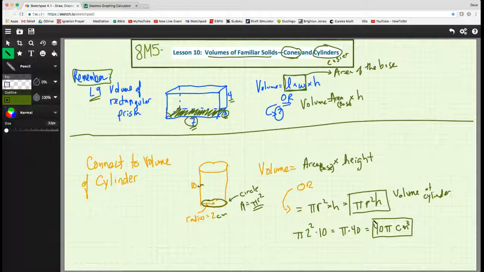Volume is always a cube because volume is 3 dimensions. We talked about this in lesson 9. So 40 pi centimeters cubed. Okay, so you either can use the area. If someone said the area of this circle was 4 pi, you wouldn't even have to know the radius. You'd just say it's the area of the base, 4 pi times 10, which would be 40 pi. But you're usually given that radius in most problems. Okay, let's move on.